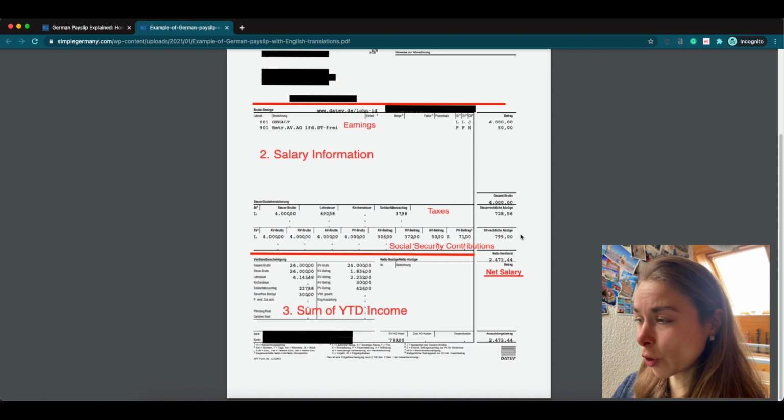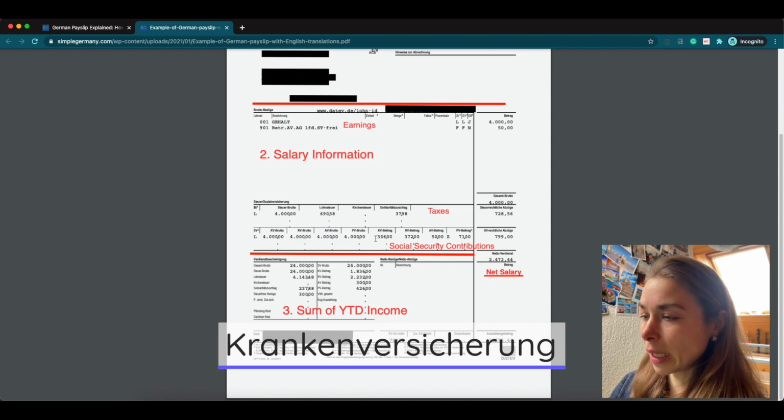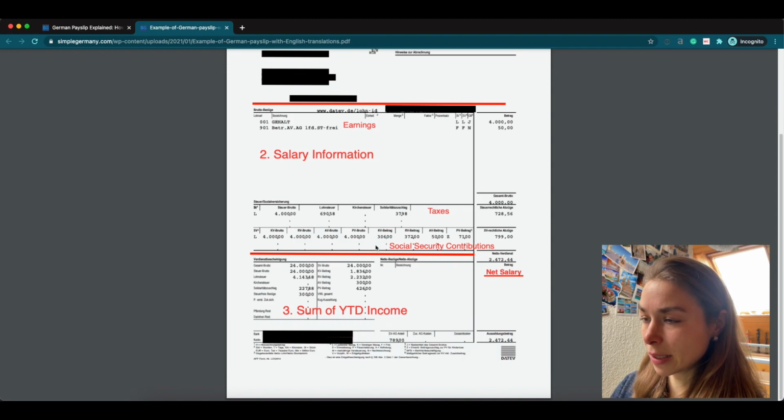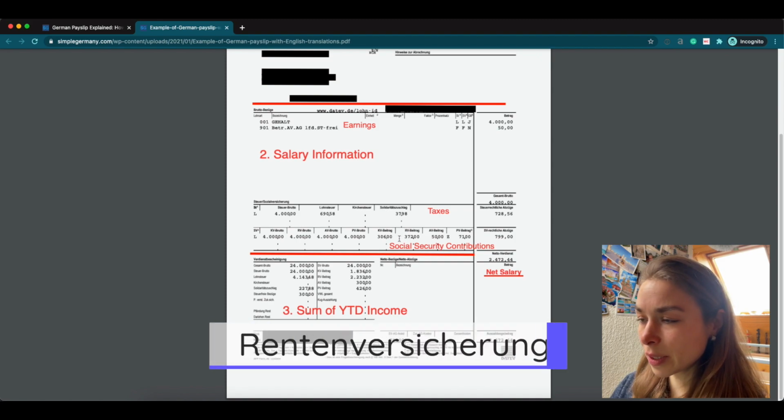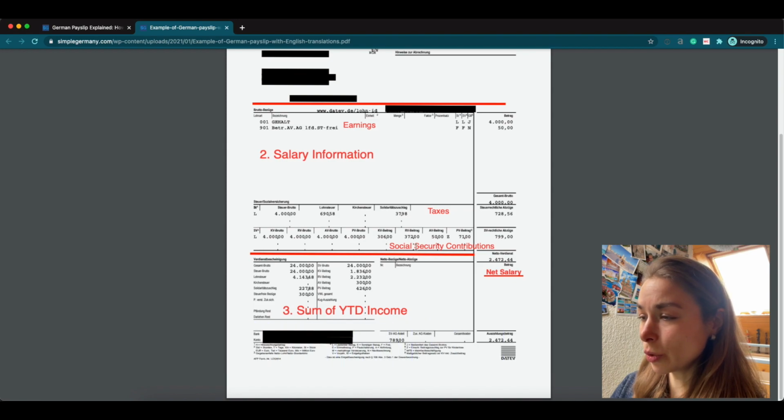There are 4 types of Social Security that you contribute to by being employed in Germany, and those are again based on your gross salary. So you have here the KV, which stands for Krankenversicherung, that is the health insurance, and in this case it is 306 euros. Then you have the RV, the Rentenversicherung, the pension fund, which is 372 euros.